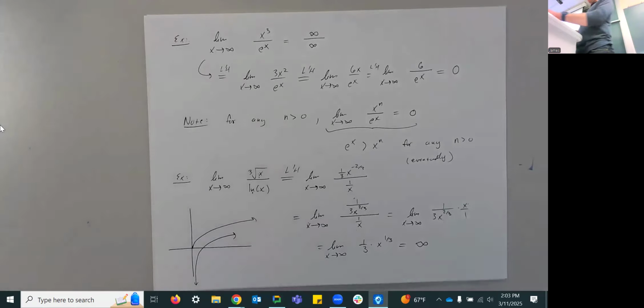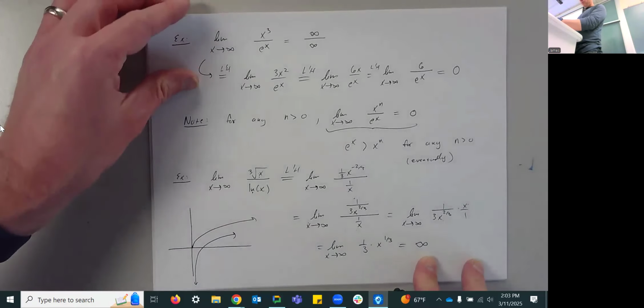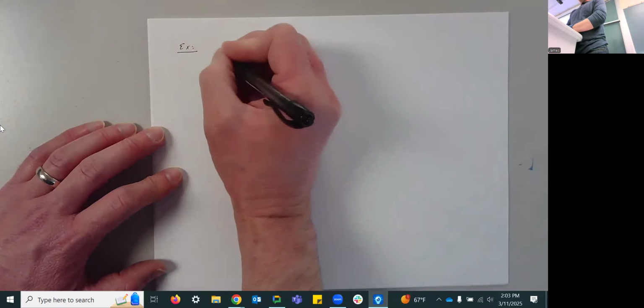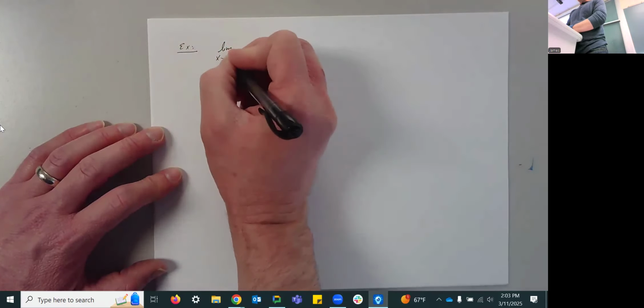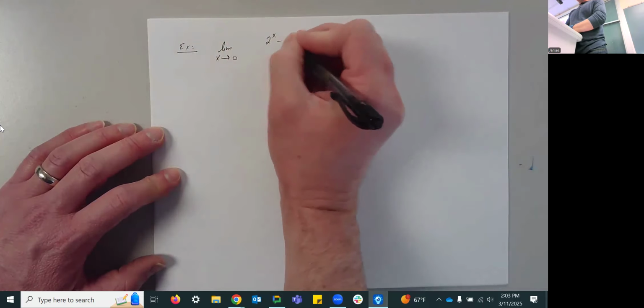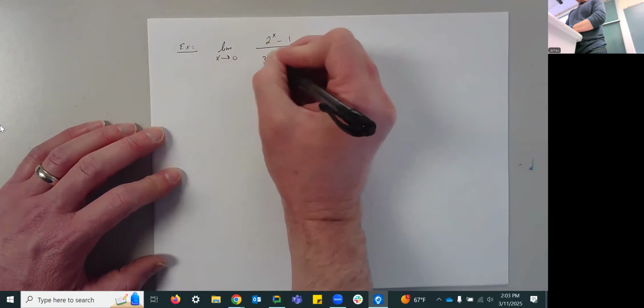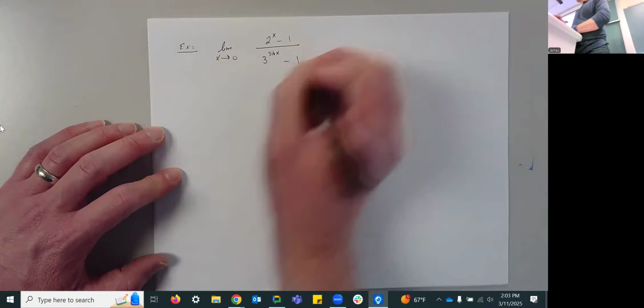Let's take a look at some more examples. Here's a funky one. The limit as x goes to 0 of 2 to the x minus 1 over 3 to the sine of x minus 1.